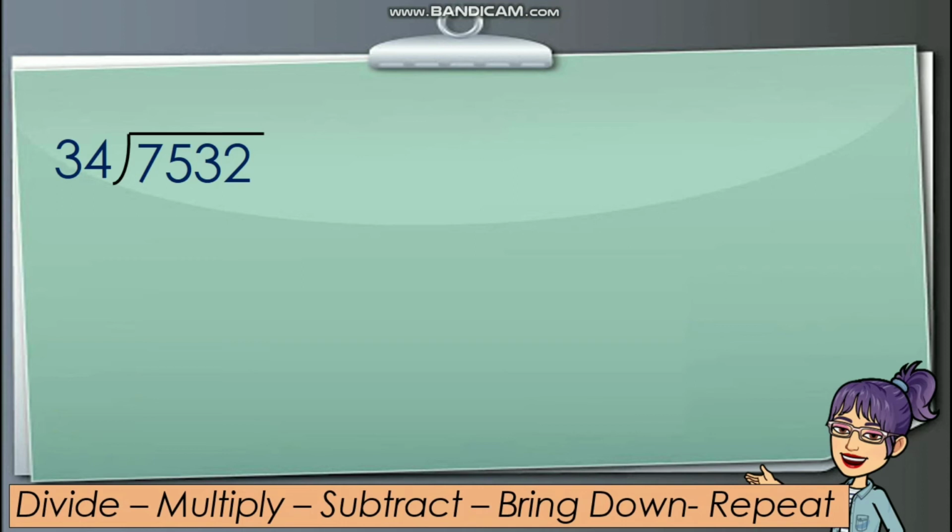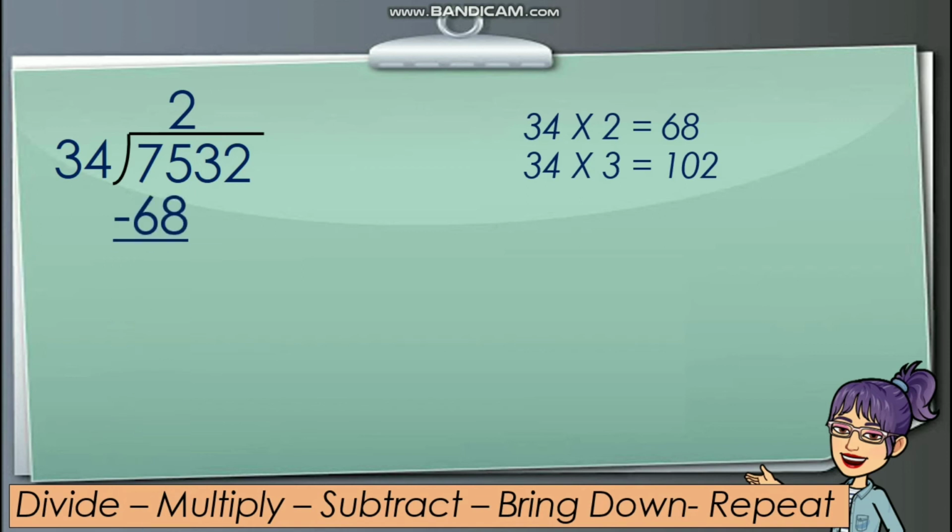So 75 divided by 34. Let's try 2. 34 times 2 is 68. That's closer to 75. Let's have 34 times 3. It's 102. It's more than 75, so we will use 68. It means 75 divided by 34 is 2. Then multiply. 34 times 2 is 68. Then subtract 68 from 75. The answer is 7.